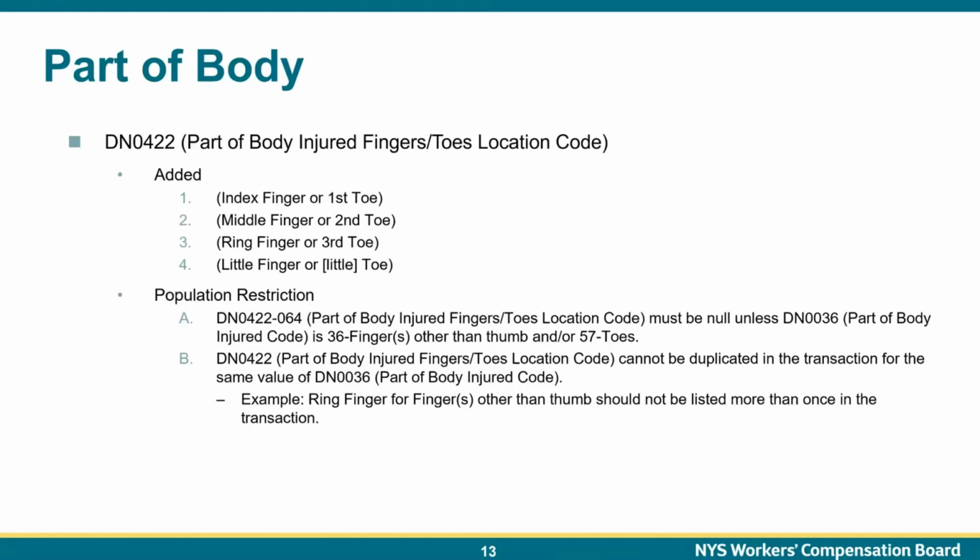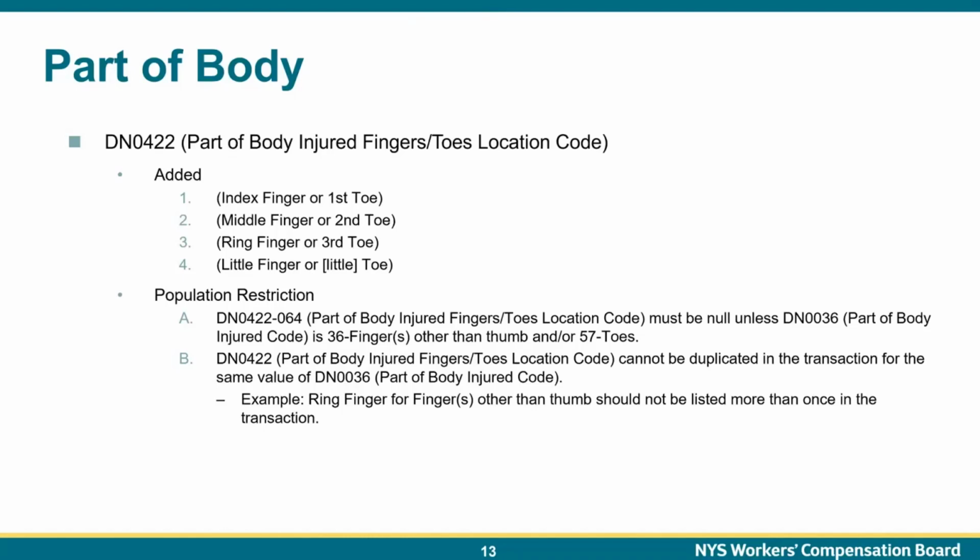The other change related to part of body for 3.1 was that now you can report the actual fingers and toes location code. What was added to the standard was index finger, first toe, the 1. Code 2 is middle finger, second toe. 3 is ring finger or third toe. And 4 is little finger or little toe.